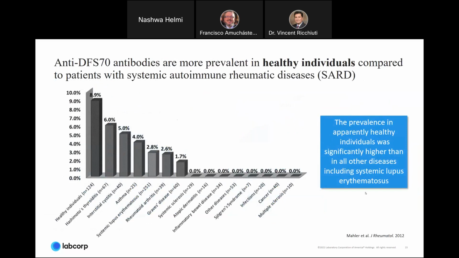This is a study by Dr. Mahler in San Diego that showed that anti-DFS70 antibodies are more prevalent in healthy individuals compared to patients with systemic autoimmune rheumatic disease. They conclude that the prevalence in apparently healthy individuals was significantly higher than in all other diseases, including systemic lupus erythematosus. As you can see, the healthy population is close to 8.9%, while the other systemic autoimmune diseases or organ-specific autoimmune diseases are less than 6%.